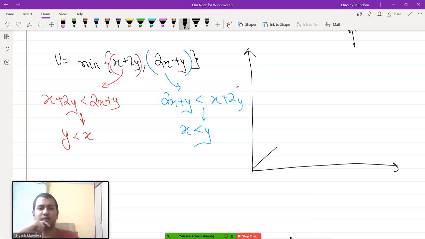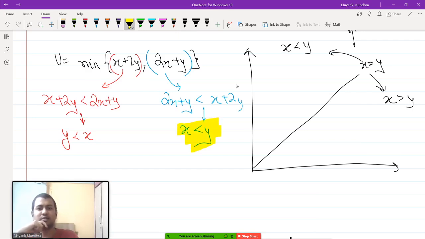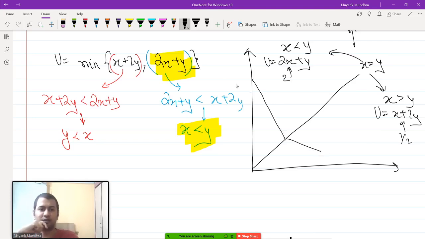consumption set, in that we draw the line x equals y. To the right we have x greater than y. To the left we have x less than y. Now we see that whenever x is less than y, the utility function reports 2x plus y. So here you have utility equals 2x plus y, and here you will have utility equals x plus 2y. So the slope here is going to be equal to 2. The slope here is going to be equal to half. Okay, so slope 2 here and slope half here.